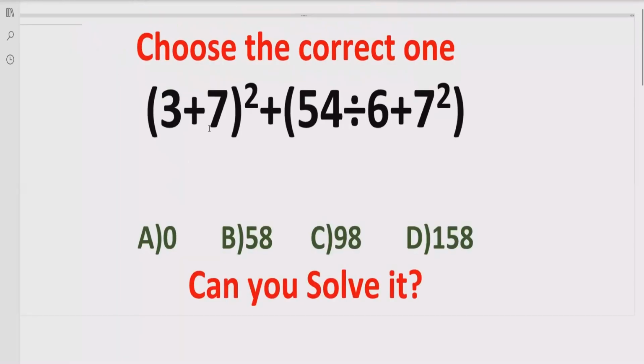Today we will solve another quiz which is related to arithmetic expression. The quiz contains the basic operations plus, division, and we have the exponent part. So we have to solve this quiz using PEMDAS and BODMAS method and find out the correct answer. In the answer list we have four answers. A is 0, B is 58, C is 98 and D is 158. So let's see after solving it which answer is correct.